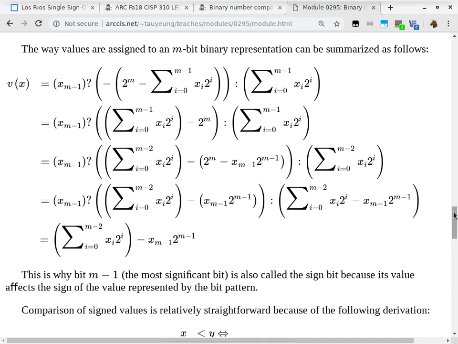See how the index goes from 0 to m minus 1 in the row before, and now it's only going up to m minus 2. That's okay, because the only reason why we would be evaluating this one is when x subscript m minus 1, or the most significant bit, is a 0. So if the most significant bit is a 0, it doesn't really matter whether we include that in the calculation or not. Okay. What about the middle one?